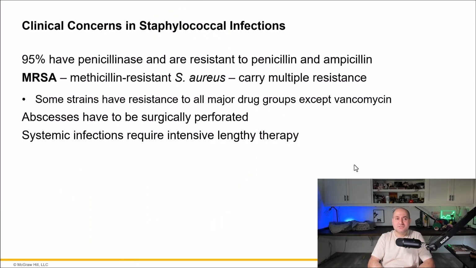So let me ask you this. If 95% of Staph aureus have penicillinase, then do you think penicillin is readily prescribed for staph infections? Would that be logical to do?